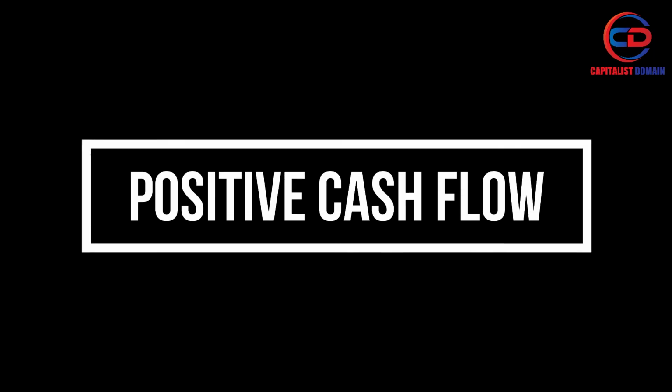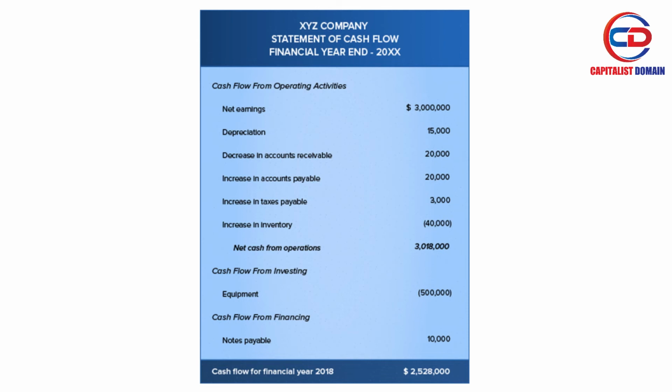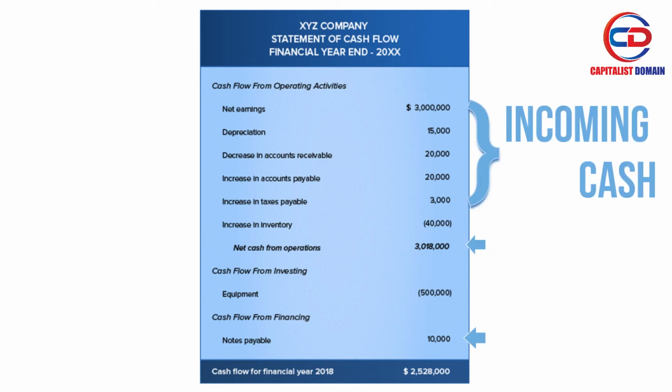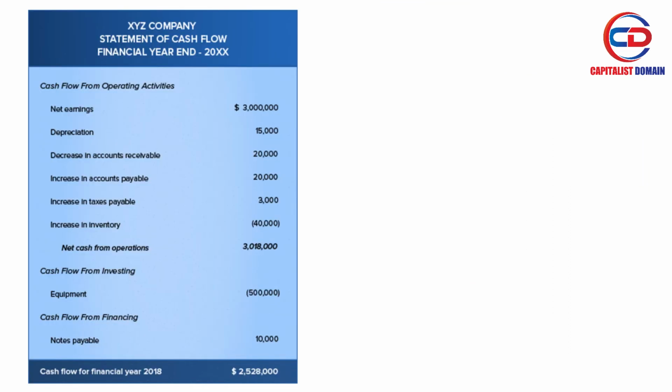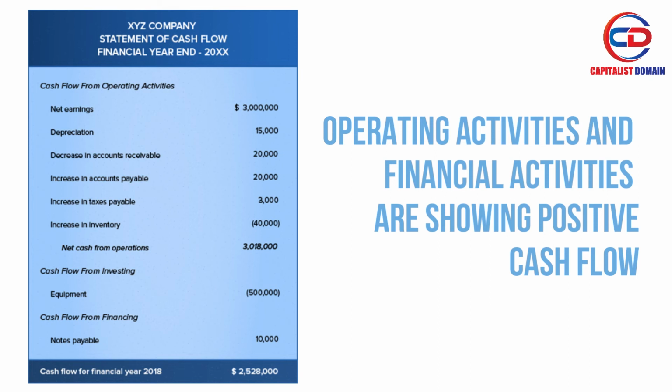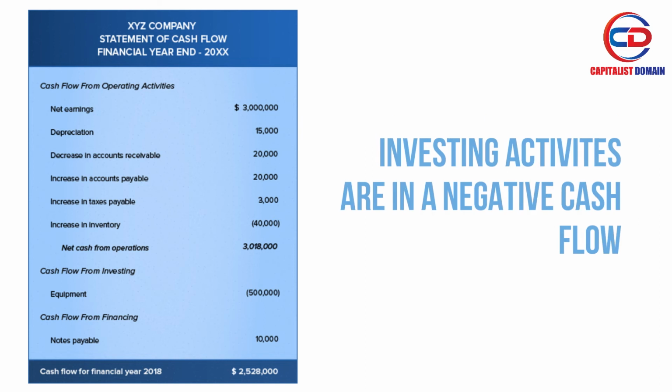Positive cash flows. In the image below, numbers that are not enclosed in parentheses mean that they're incoming cash. Numbers enclosed in parentheses mean that these are outgoing cash and negative cash flows. In this example, however, operating activities and financial activities are showing positive cash flow. Investing activities are in the negative, but again, this is okay for investing activities since the payout comes at a much later date and we can probably see high capital growth in the future.